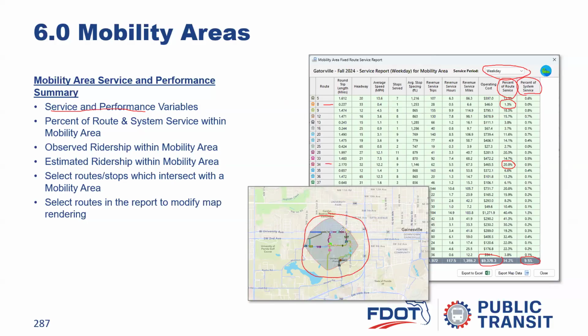So if you're calculating this for a corridor or a project area and you want to know how much of my service is running inside of this particular boundary or geography, it's very easy to do that inside of TBEST, plus get all of your performance metrics inside of that area. If you have your APC data, you can get stop level ridership data, all of your performance metrics from your observed data for whatever geography you have in your mobility area.